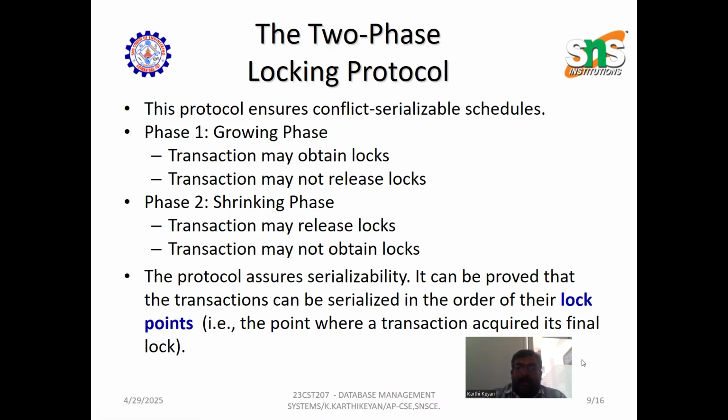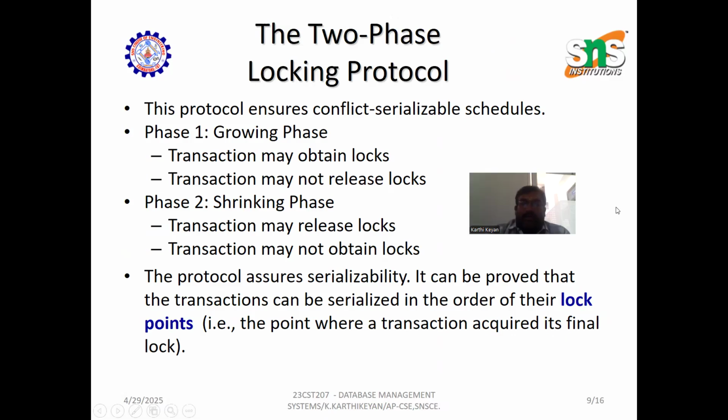So locking. The two-phase locking protocol. The protocol ensures conflict serializable schedules, with phase 1 and phase 2. Phase 1 is called the growing phase: the transaction may obtain locks, but may not release locks. Phase 2 is the shrinking phase: the transaction may release locks, but may not obtain locks. The protocol assures serializability. It can be proven that the transactions can be serialized in the order of their lock points, the points where the transaction obtained its final lock.